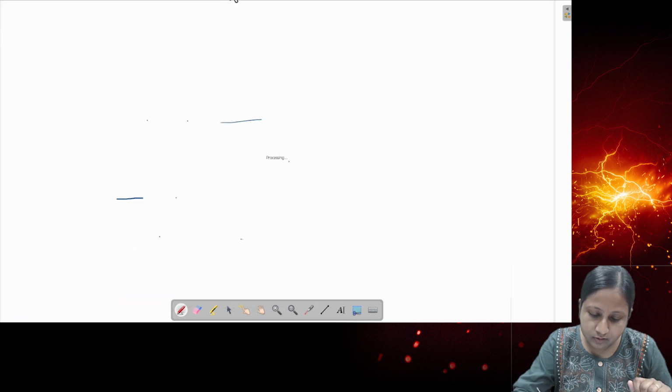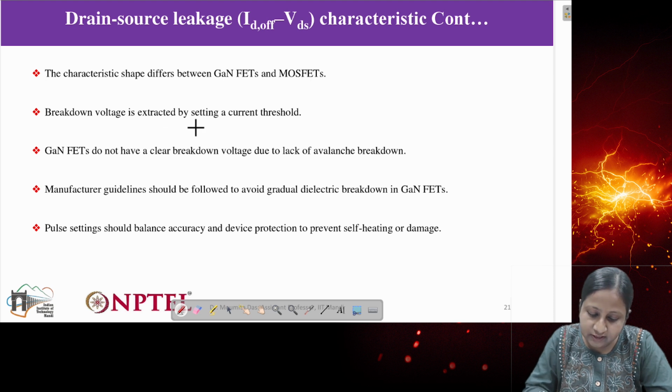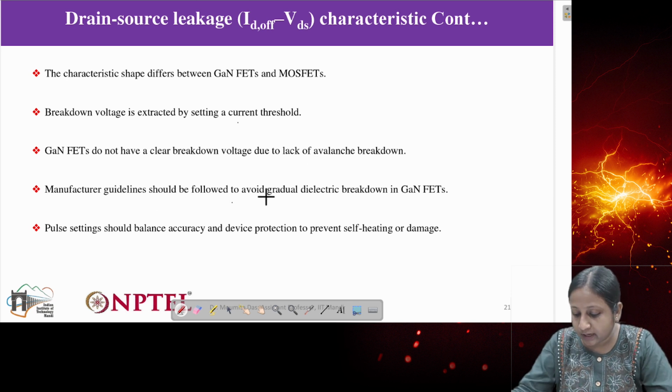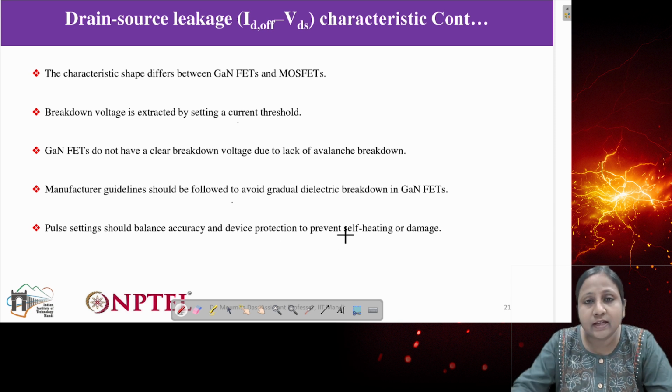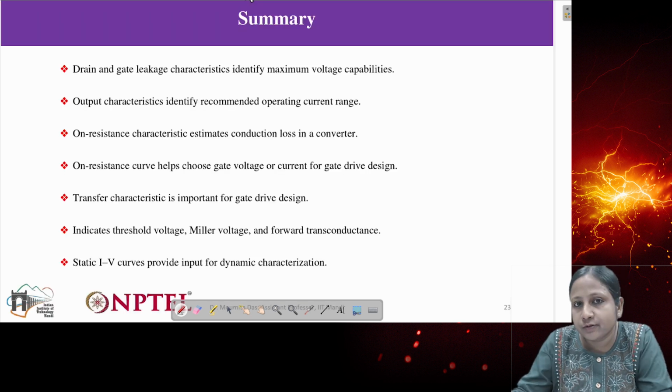Just a minute. Okay, this is a repeat slide. So now you know this characteristic differs between GaN FET and MOSFET. Breakdown voltage is extracted by setting a current threshold. GaN FETs do not have a clear breakdown voltage due to lack of avalanche breakdown. Manufacturer guidelines should be followed to avoid gradual dielectric breakdown in GaN devices. The pulse setting should balance accuracy and device protection to prevent self-heating and damage for these particular characteristics. So these are the different characteristics you can get from the static characterization.